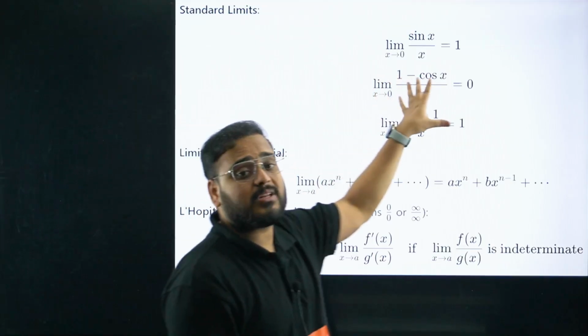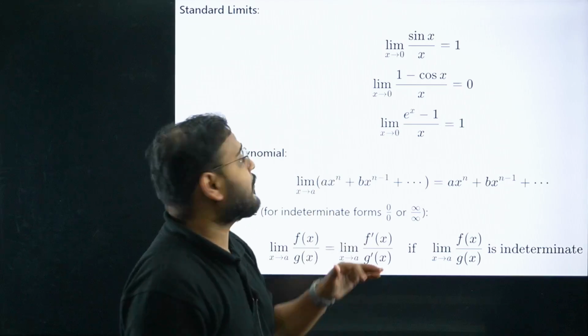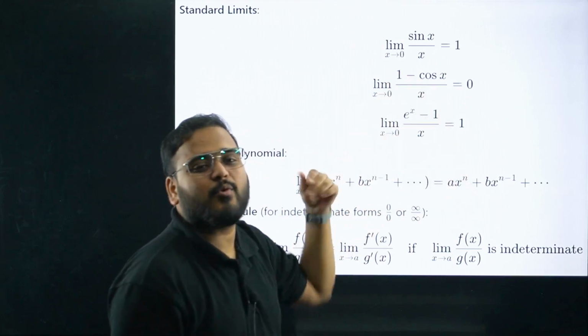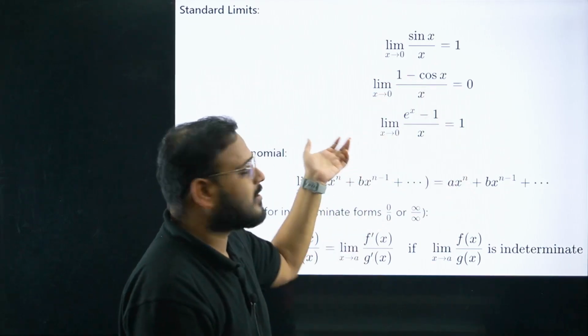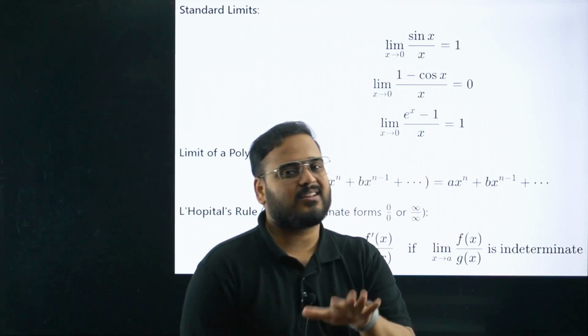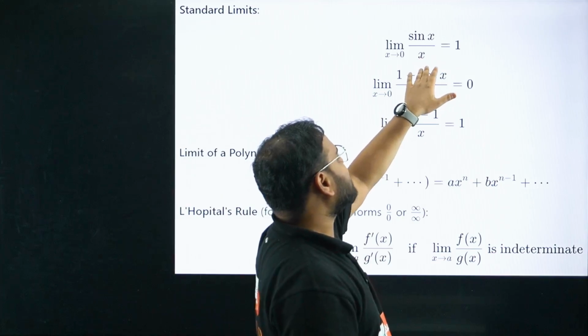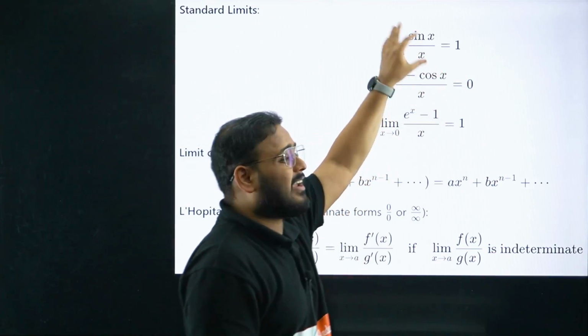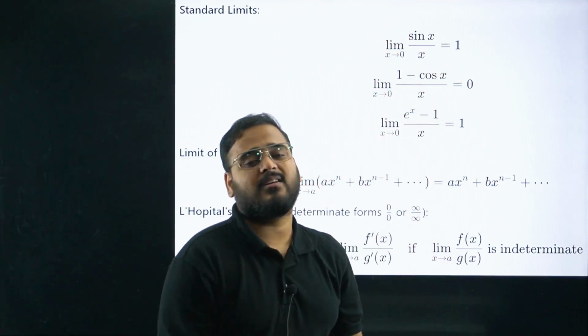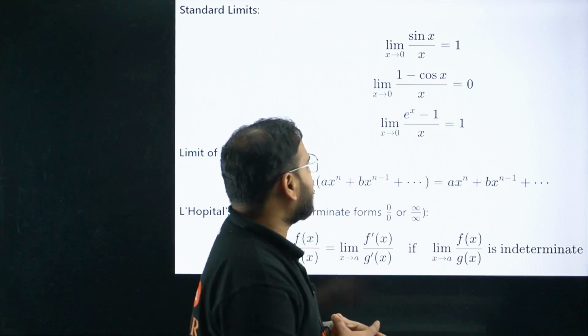Now, sir, standard limits. These are simple formulas, but very important, extremely important. I've not listed all of them, but I've listed most of them, trying to help you. If you want, refer to any standard textbook, you will get the results. NCERT also has all the formulas. sin x by x equals 1 when x tends to 0. It is used most of the time in trigonometric functions limits.